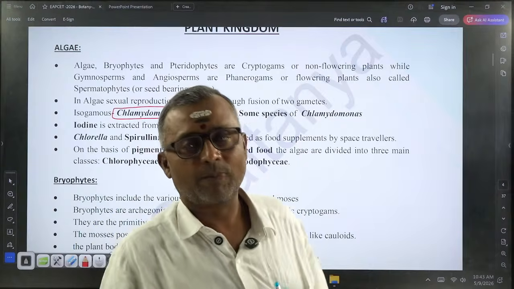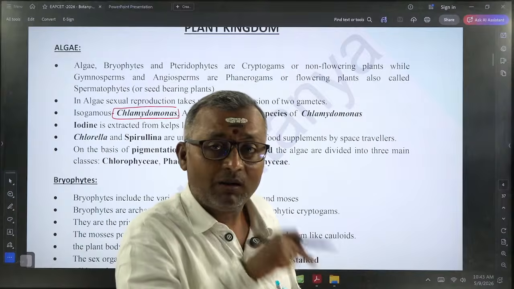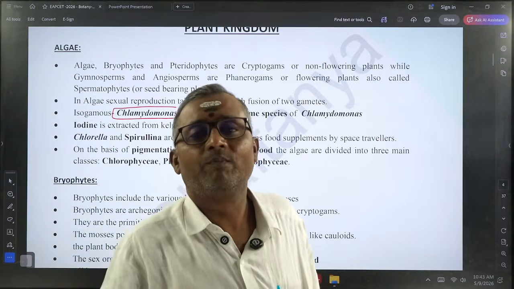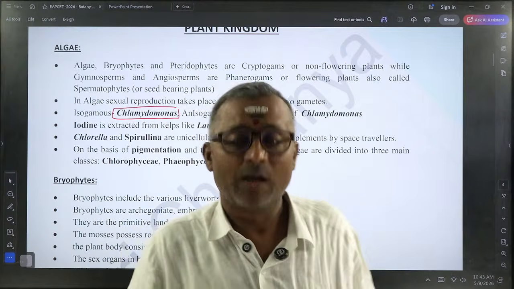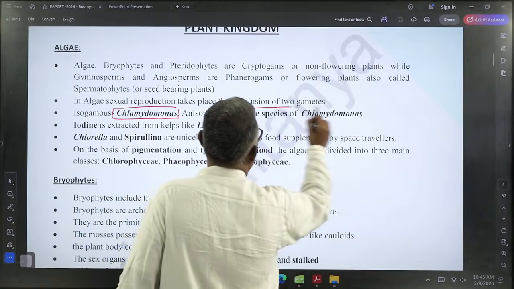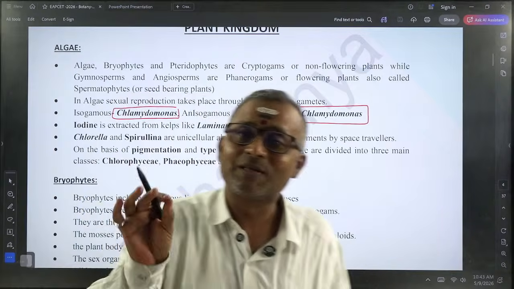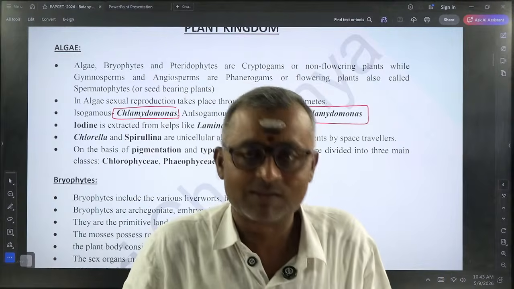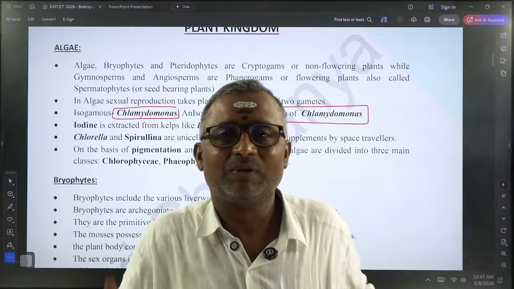This you have to remember. And for anisogamy, in our NCERT book, they gave Eudorina as an example. But in the state book, even for anisogamy, they gave the example as some species of Chlamydomonas. This is one big difference. This actually makes some confusion. So you need some preparation.